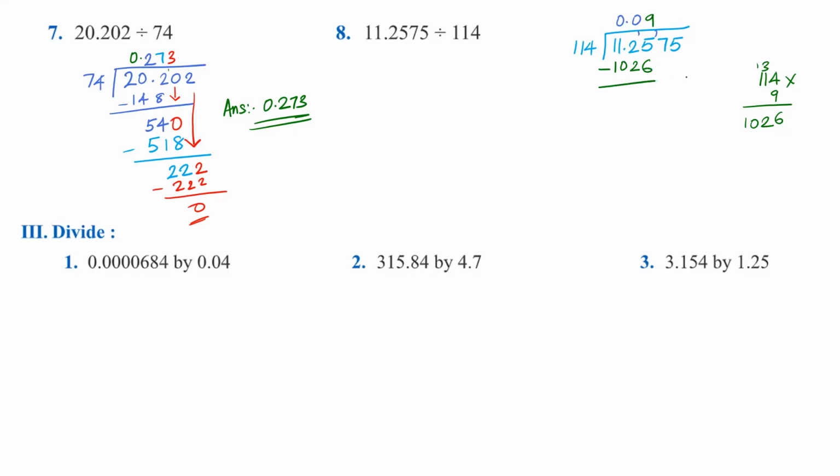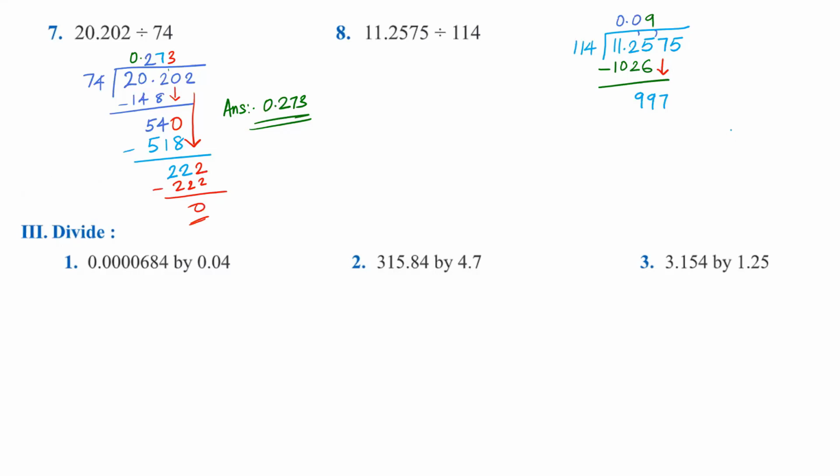Now take the difference. Tell me what is the difference? 1125 minus 1026. What's the difference here? Tell fast. 99. Yes, it is 99. Now which number will carry down? 7. Yes, so put 7. It will be 997. Now I should divide 997 by 140.